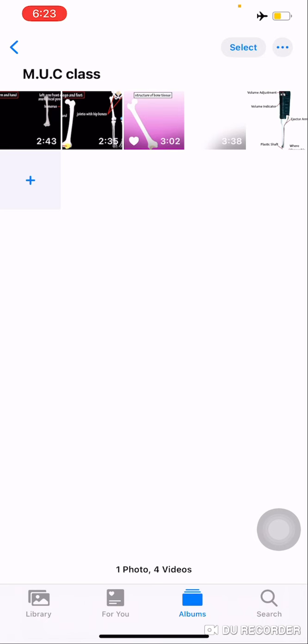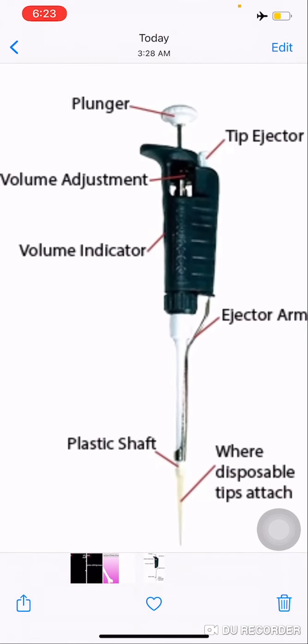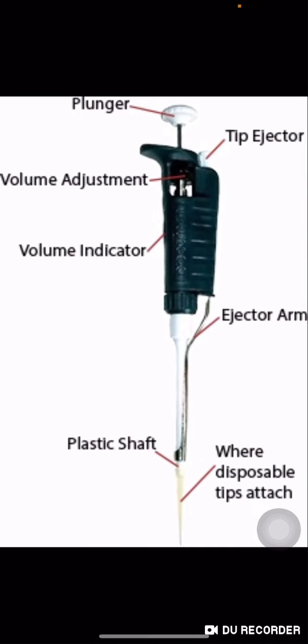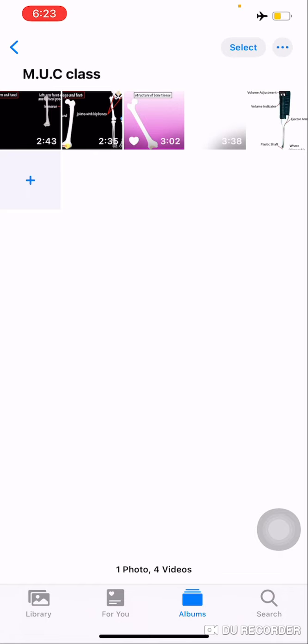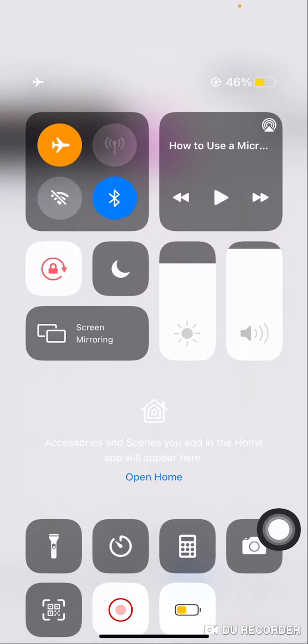As we know, the micropipette is used to transfer small quantities and to measure some volumes of liquid inside the laboratories. So here we're going to go. Let's start with this illustration video.